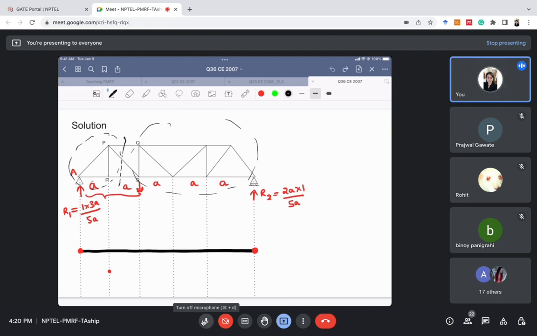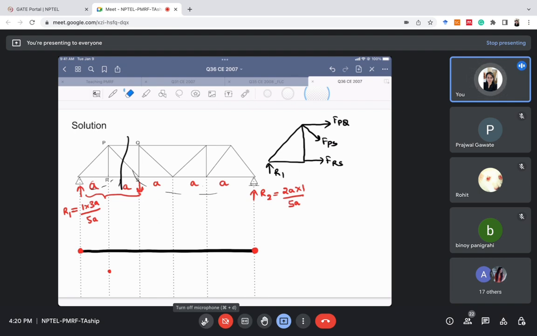Okay, so I'll draw this section. We have cut this section like this, and I'll draw it for you. Let's call it FPQ. And this is FPS, which we have to calculate, and this is FRS, and this is the truss. And this is the reaction force R1. I hope it is clear. If we cut it in this way, this will be the force. So we have to release the forces for these three members now.